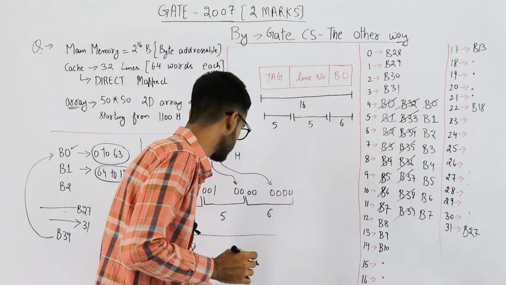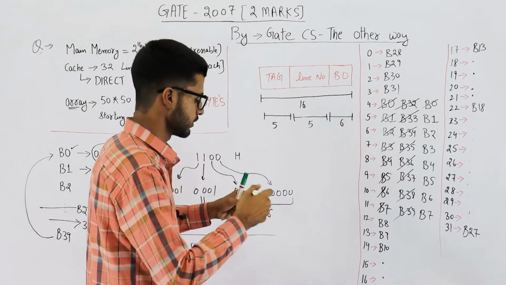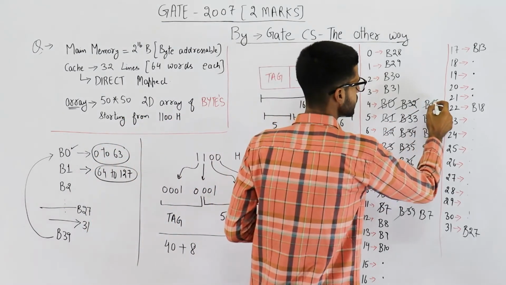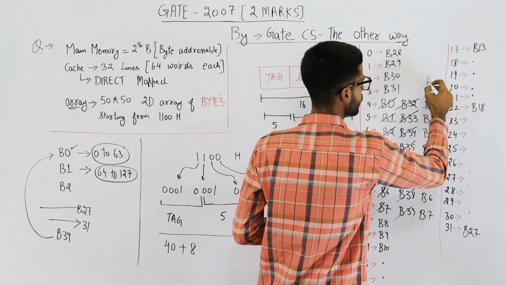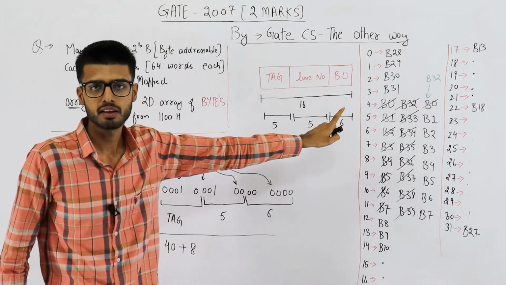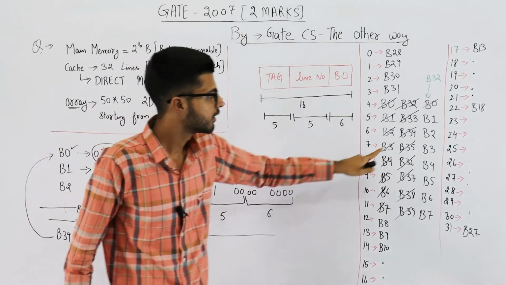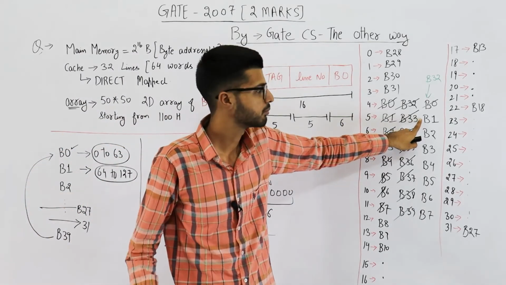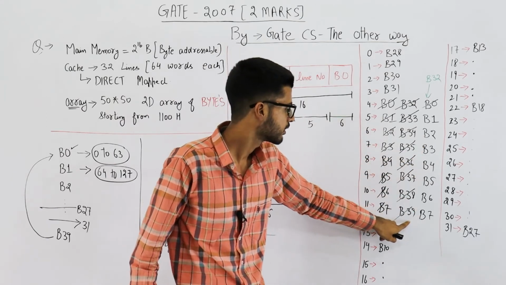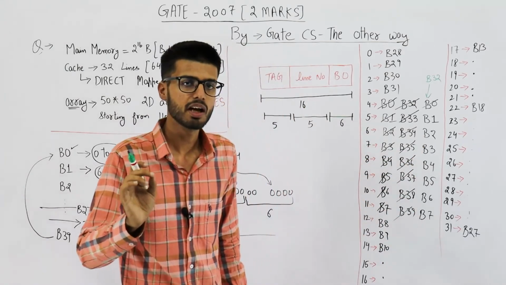I'm using another color and I'm just writing it here only. So this one will be replaced with block number 32. Okay, B32. Again, we have a miss. Okay, here also you will be having a miss. One more miss, so on till B7. Okay, you will be having misses.